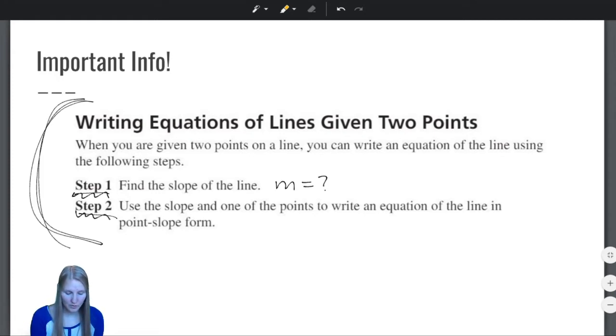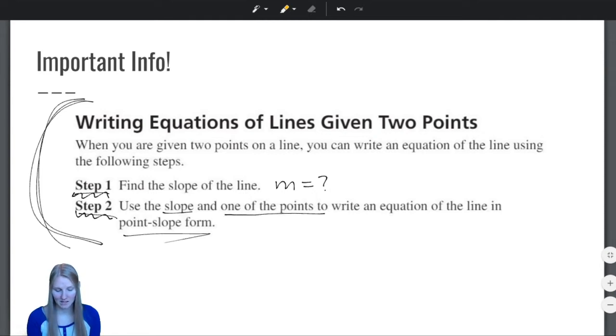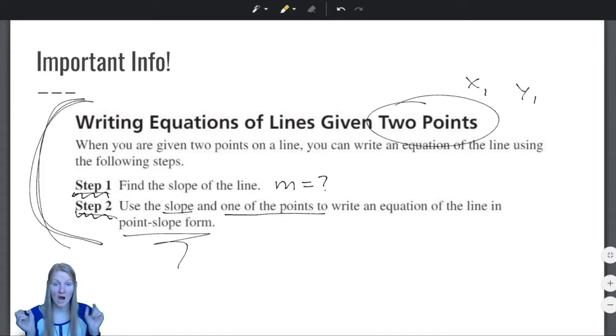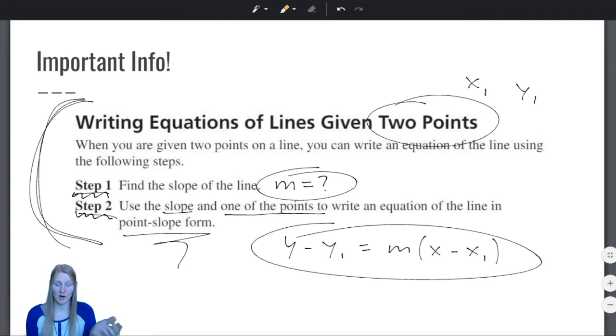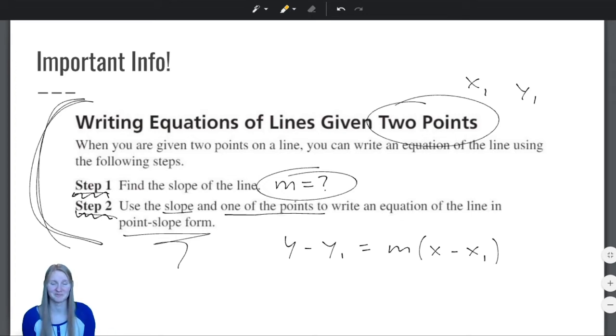Step 2, use the slope and one of the points to write an equation of the line in point-slope form. So, because they gave us 2 points, we already have x1 and y1, so all that's left is to find the slope, and then you just need to write it out. Y minus y1 equals yada yada yada. And so step 2 is just finishing the problem. Step 1 is finding the slope.